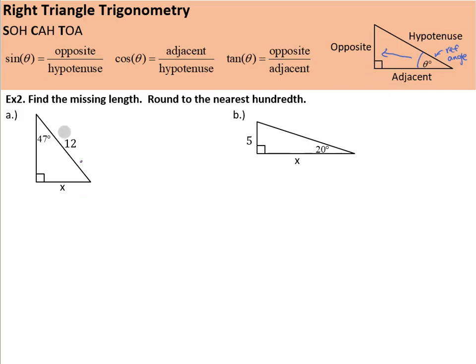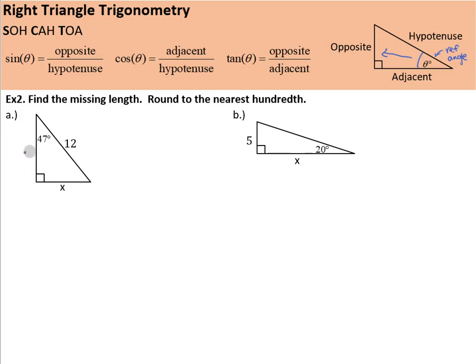Okay, so let's use that to set up the first one, for A. Find our missing length x. So note that we have a right triangle. So the first thing I'm thinking is maybe the Pythagorean theorem. However, I don't know 2 out of the 3 sides. I don't have enough information for the Pythagorean theorem.